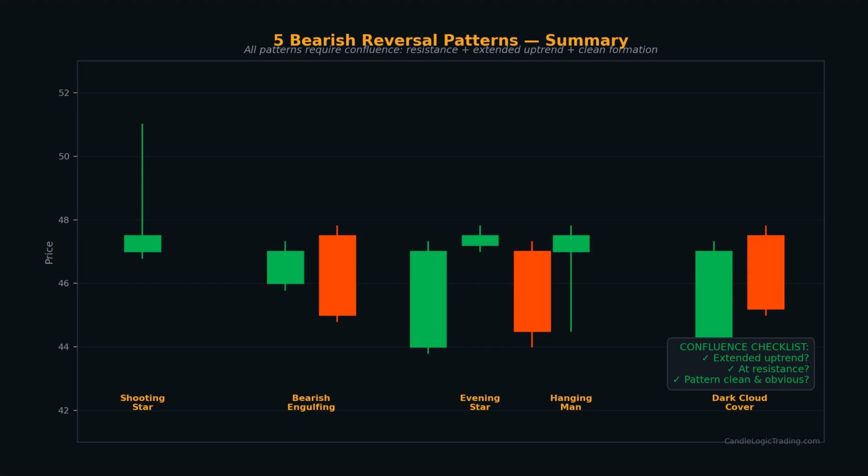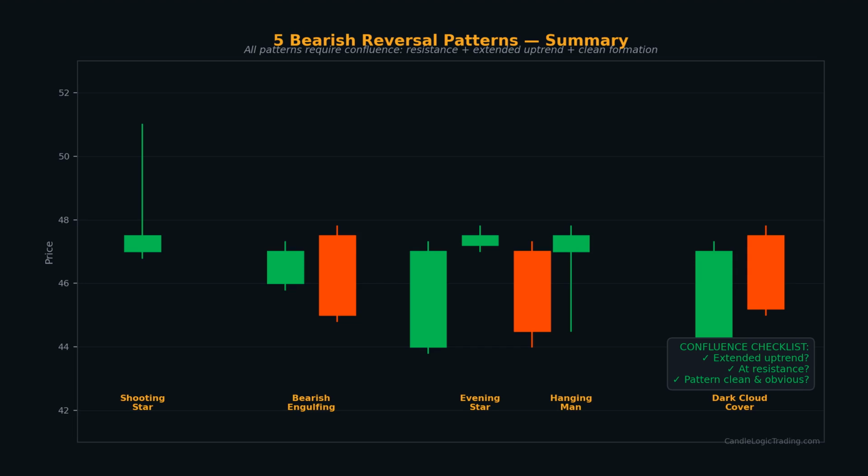So here's your checklist. Before you ever act on any of these 5 patterns, ask yourself 3 questions. 1. Has price run up a lot already? Is the trend extended? Because a reversal can only happen if there's actually something to reverse. 2. Is it at a level where price got rejected before? A resistance level, a previous high, a trend line? If the pattern forms at a meaningful level, it carries 10 times more weight.